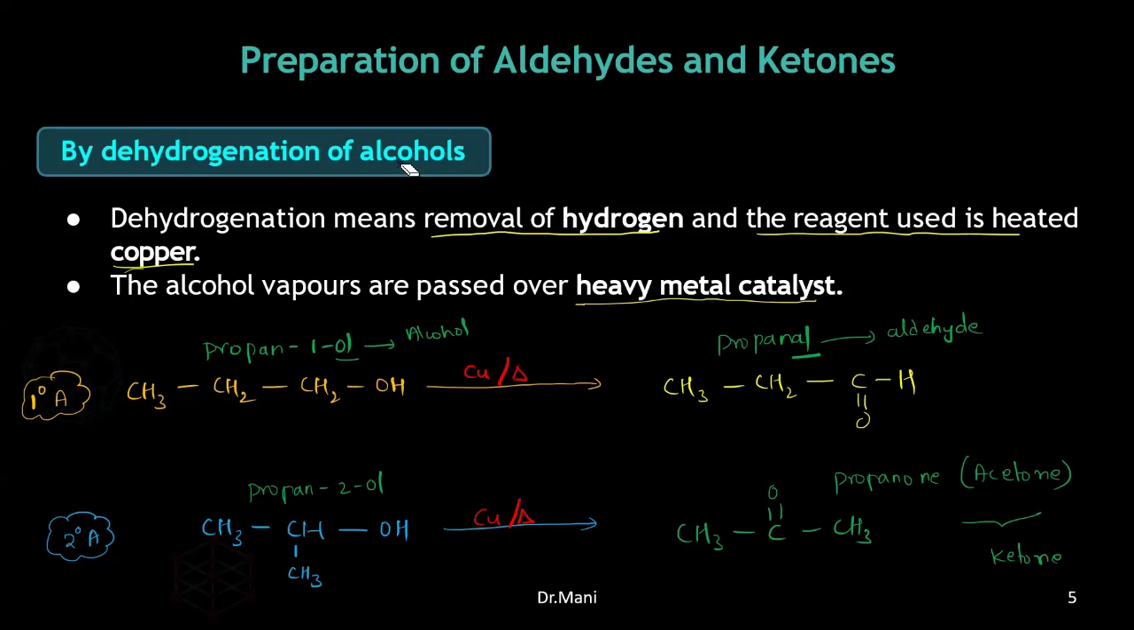So what we are doing here is taking heated copper, which acts like a heavy metal catalyst. When you expose the primary alcohol to the heated catalyst, it will convert into the aldehyde. If you do the same with the secondary alcohol, it will convert into the ketone. The primary is turned into the aldehyde, the secondary is turned into the ketone. Don't forget it.